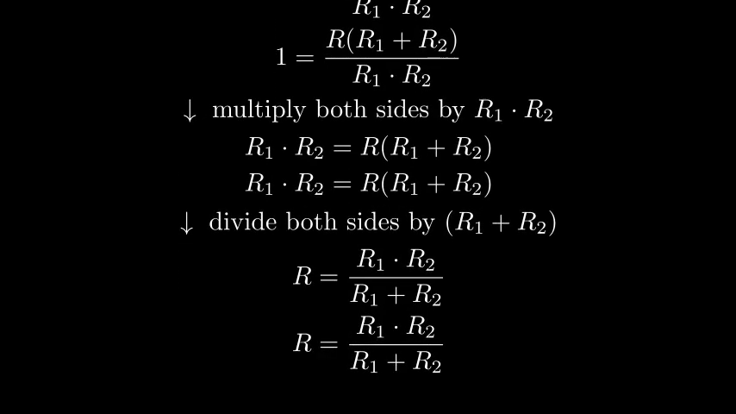And there we have it. The solution is R equals R1 times R2 divided by R1 plus R2. This is the formula for the equivalent resistance of two resistors in parallel.